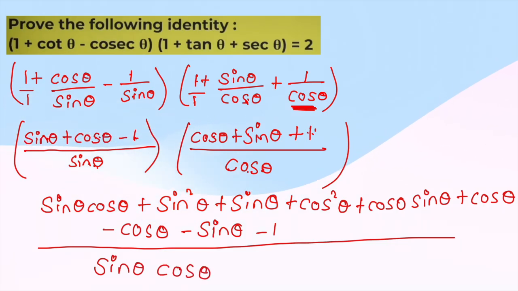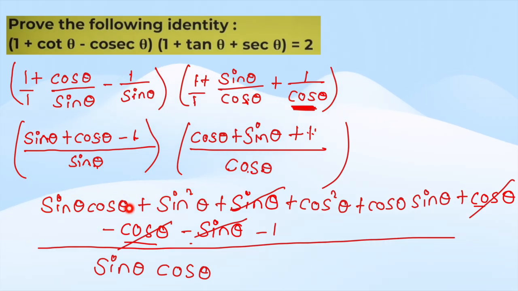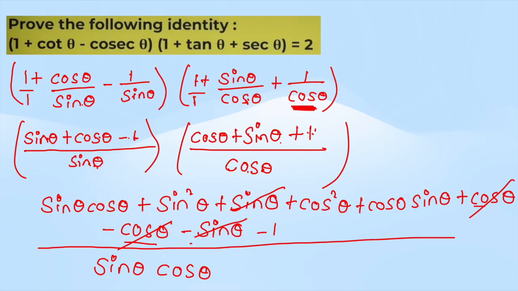Now see what we are getting here. We are getting minus sine theta and plus sine theta. They will cancel out each other. Okay. Then we have cos theta and minus cos theta. They will cancel out each other. Okay. Now what do we have in the numerator? Sine theta cos theta plus sine theta cos theta means 2 sine theta cos theta. Okay. We can write 2 sine theta cos theta. Clear?